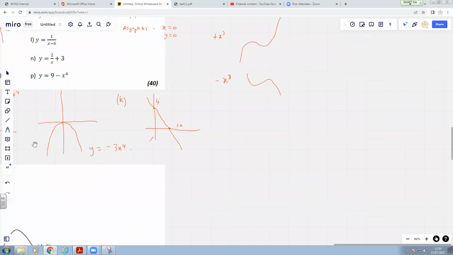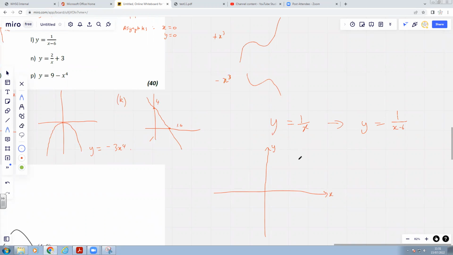Y equals 1 over x minus 6. Now, think about what y equals 1 over x looks like, because it's been transformed to y equals 1 over x minus 6. In other words, x has been replaced with x minus 6, which moves this graph 6 to the right. That makes loads of sense because you always get asymptotes where you divide by 0. You always get vertical asymptotes when you divide by 0.